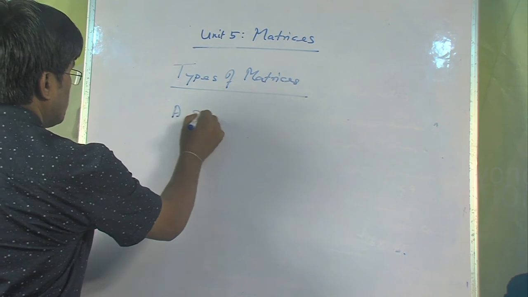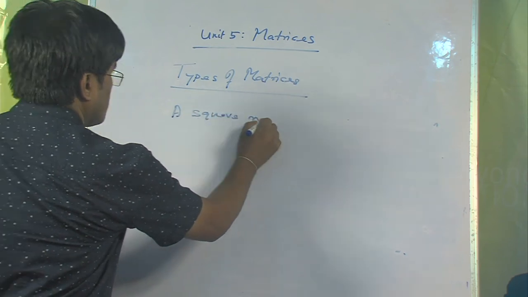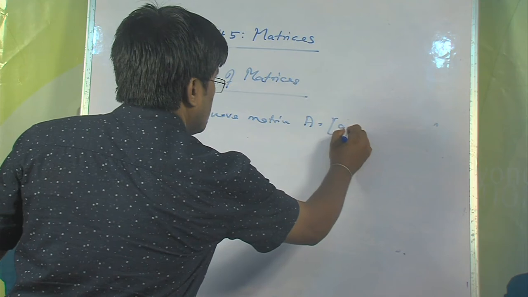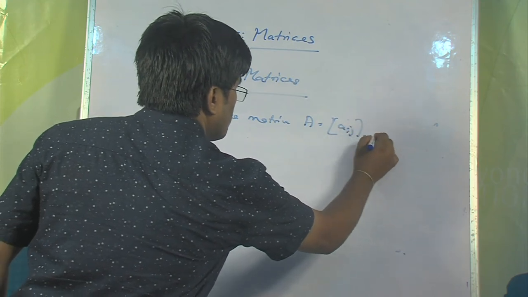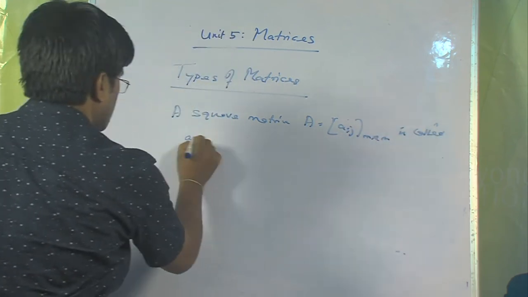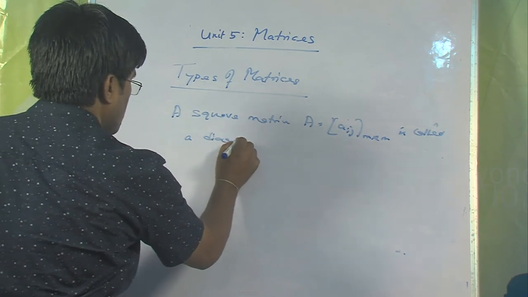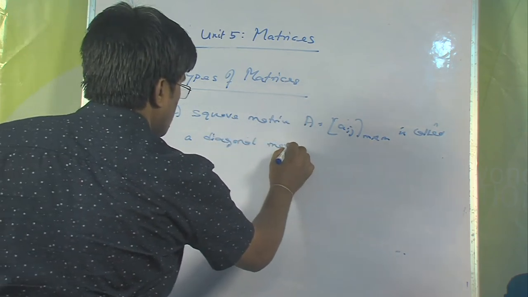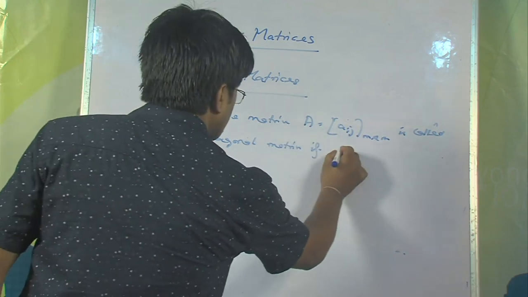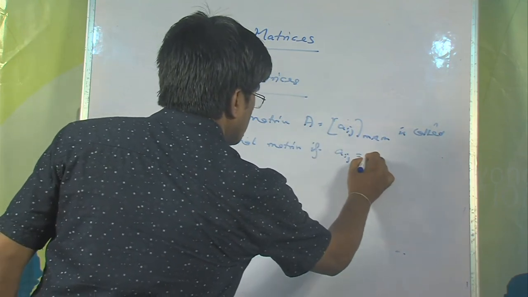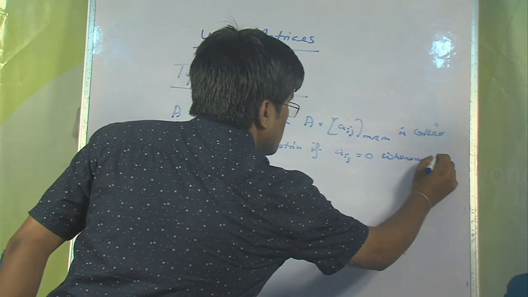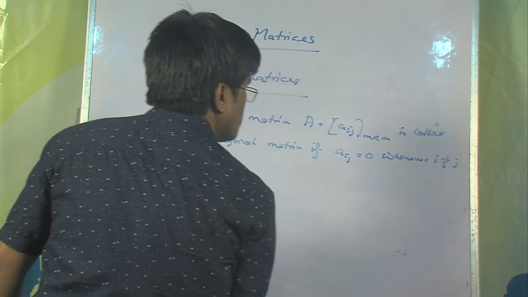So a square matrix Aij, m into m, is called a diagonal matrix if Aij equal to 0 whenever i not equal to j.